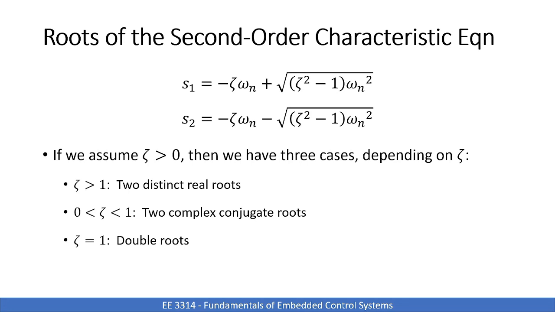If zeta is between 0 and 1, then we're basically going to have plus and minus. This is going to be complex, right? So we'll have two complex conjugate roots. And if zeta is equal to 1, then this radical goes away and we have a double root at minus zeta omega sub n. So those are the three cases that we can have for the second order response as far as roots of the second order characteristic equation.